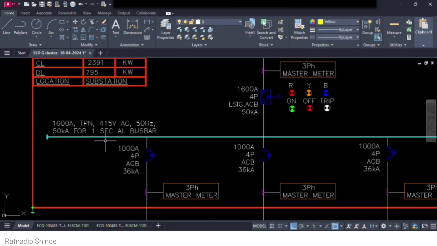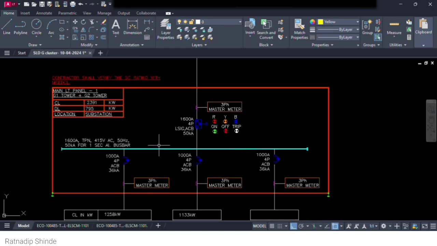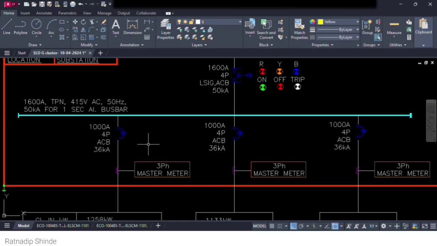Now it is connected to the bus bar, and the bus bar has a rating of 1600 ampere, triple pole and neutral, meaning 3 bus bars for the phases and 1 bus bar for the neutral. The voltage rating is 415 volt AC, 50 hertz, and 50 kilo ampere for 1 second is the short circuit current rating. In this panel we connected an aluminum bus bar, and in the RMU we have a copper bus bar. There are different feeders, different outgoings, and you can see the ACB is connected here also.